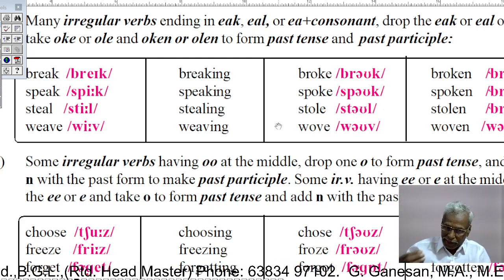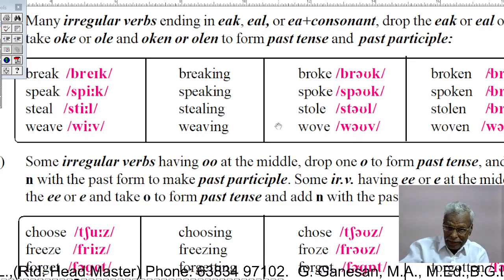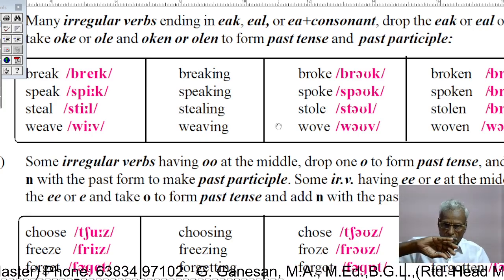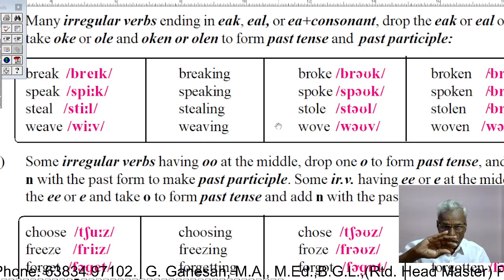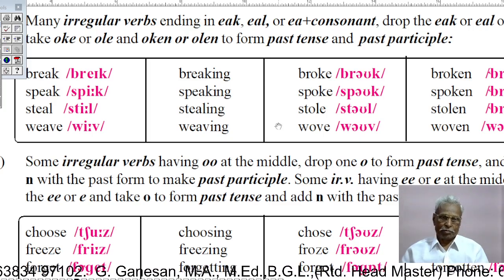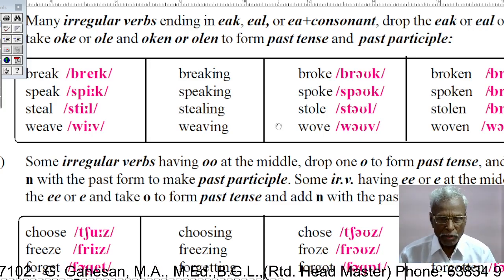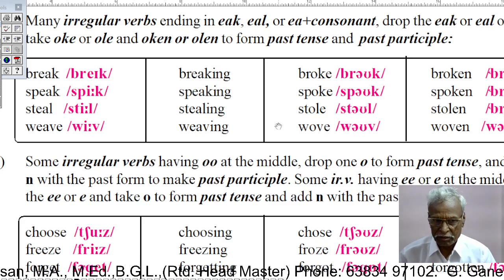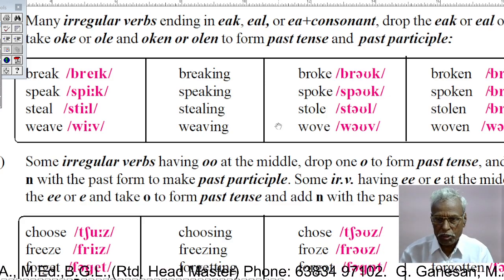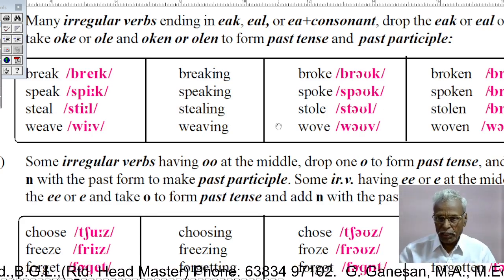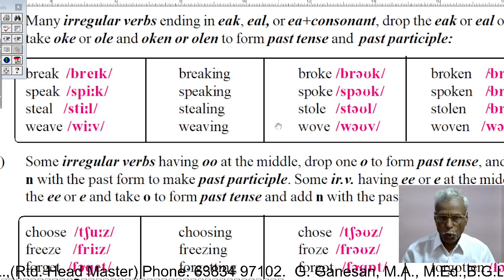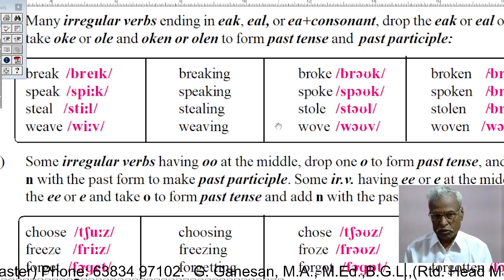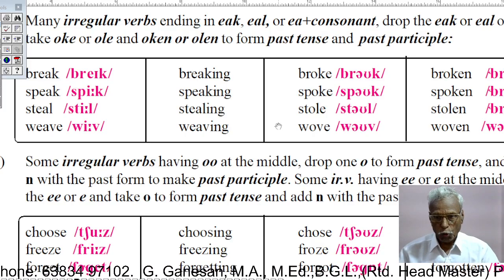Drop the EAK and take OKE to form past tense and OKEN for past participle. Similarly, let us see: break, broke, broken; speak, spoke, spoken; steal, stole, stolen; weave, wove, woven.